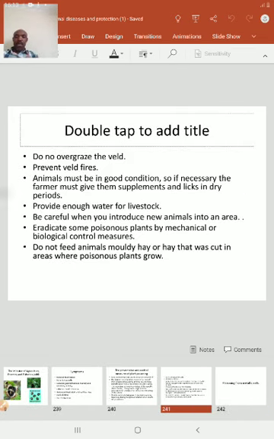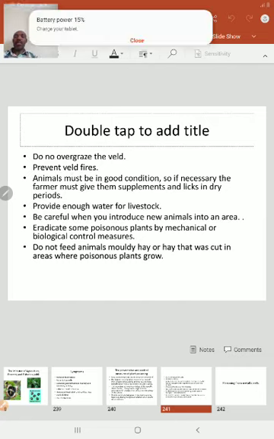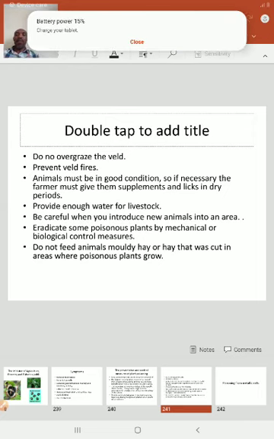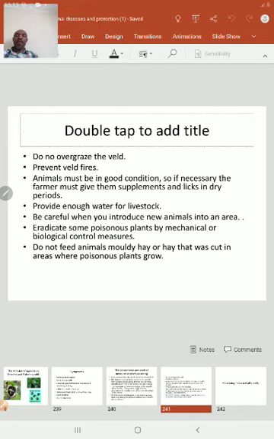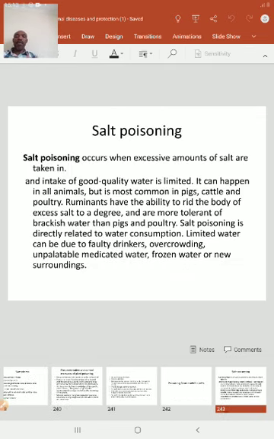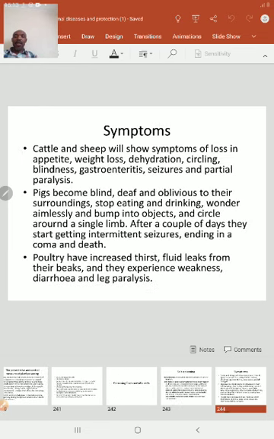It's very important to not overgraze and to prevent field fires, because some of these poisonous plants are the first plants to come up after the veld has been burnt, after veld fires. Okay. Metallic salt poisoning occurs when excessive amounts of salt are taken in.